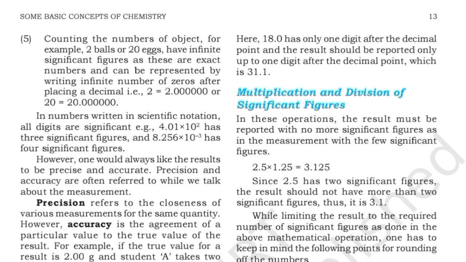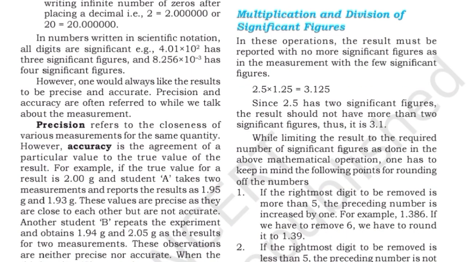Counting the number of objects, for example 2 balls or 20 eggs, have infinite significant figures, as these are exact numbers and can be represented by writing an infinite number of zeros after placing a decimal. That is, 2 is equal to 2.0000, 20 is equal to 20.00000. In numbers written in scientific notation, all digits are significant. For example, 4.01 × 10^2 has 3 significant figures and 8.256 × 10^-3 has 4 significant figures.